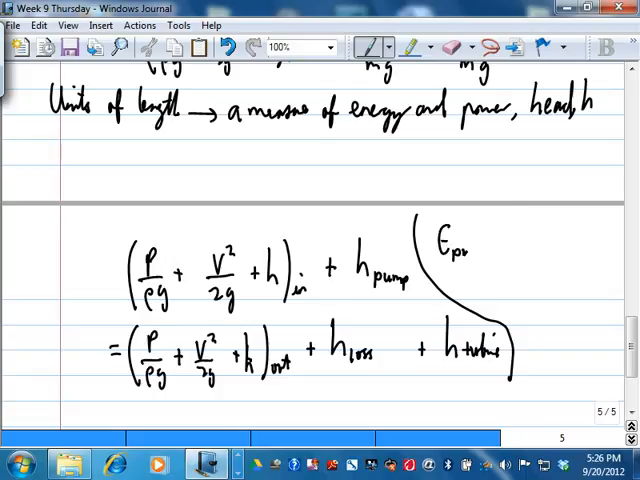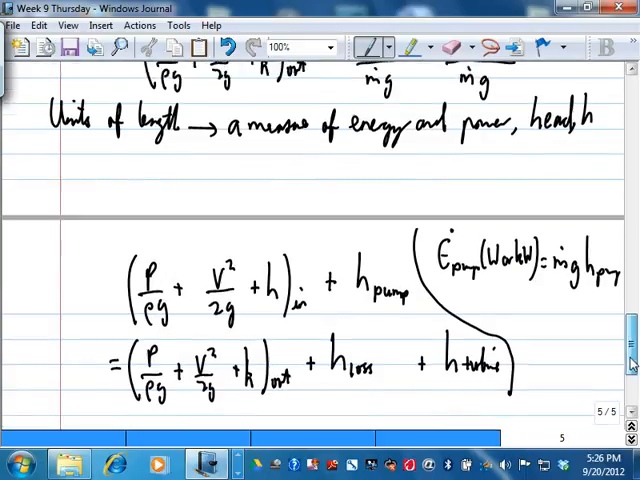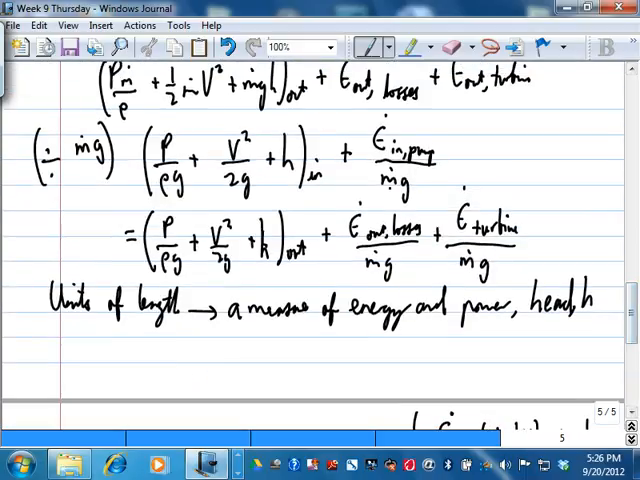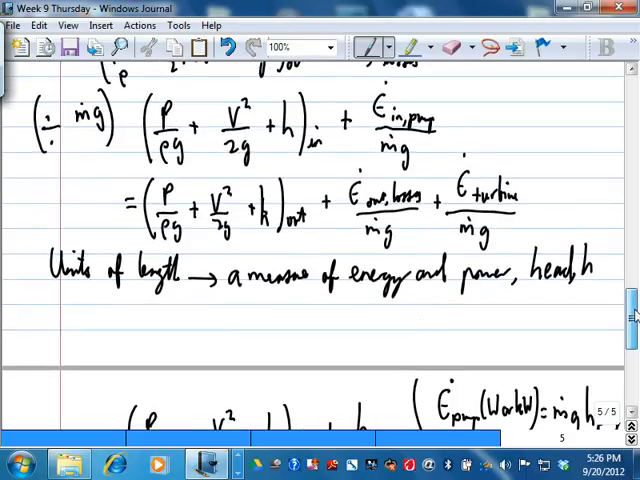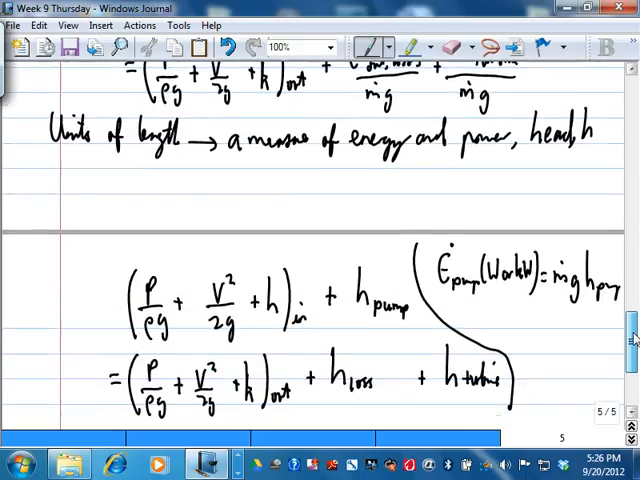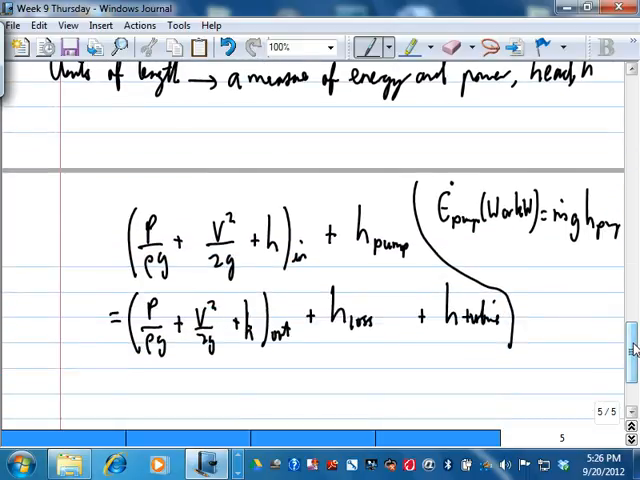E dot pump, the power, in watts or kilowatts, is equal to m dot g head pump. Right or not? Head is actually equal to E dot over m dot g. So E dot is m dot g multiplied by head. Is that okay? So head is a measure of power. You copy finish. Head is a measure of power. And if you want to convert from head to power, you just multiply by m dot g.